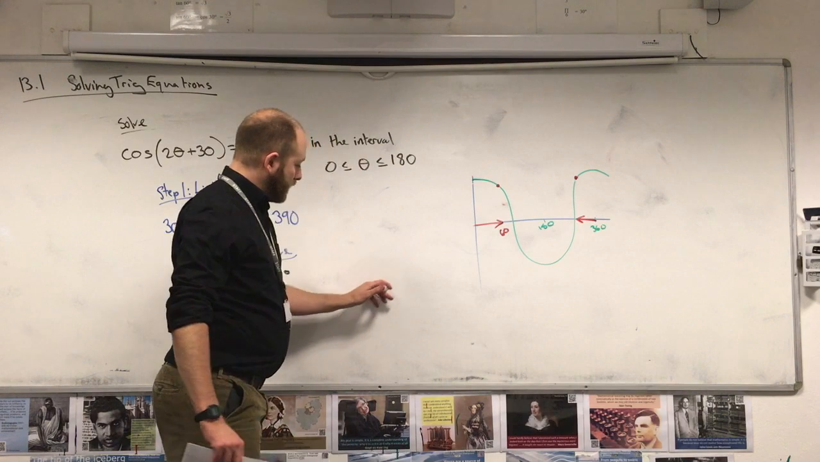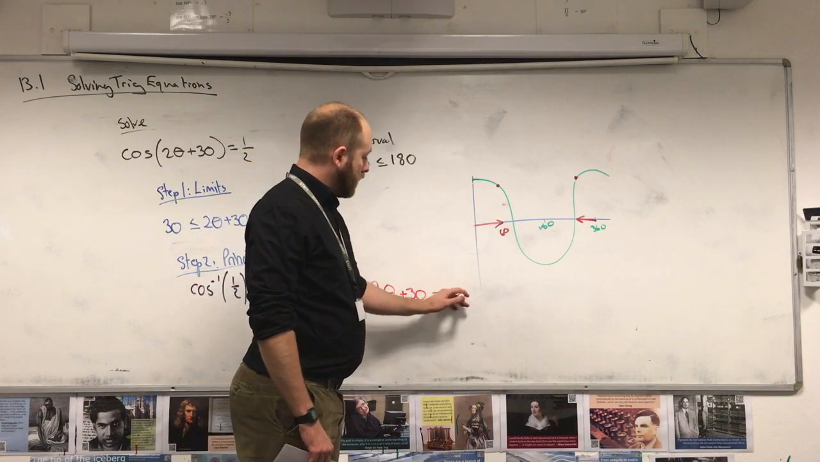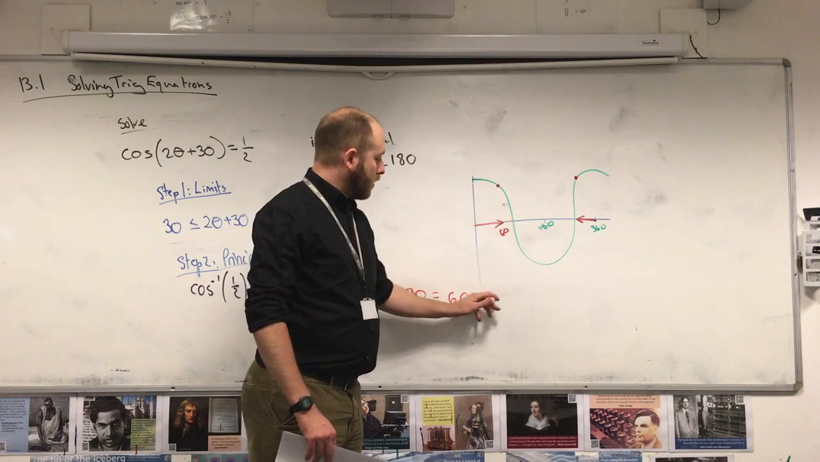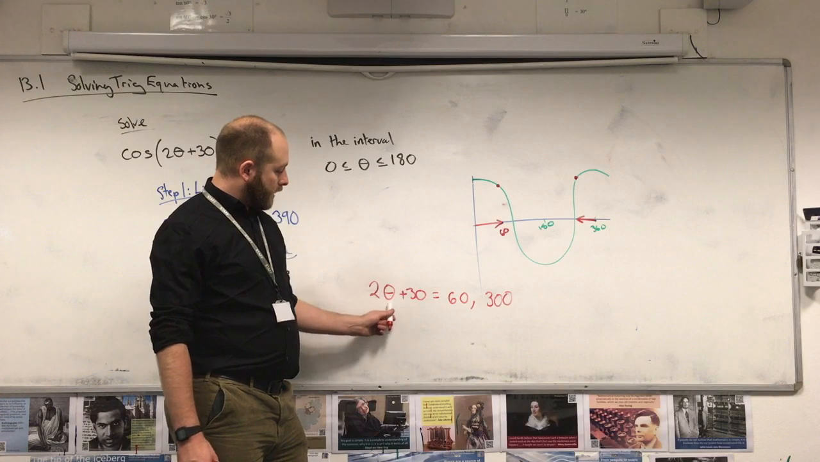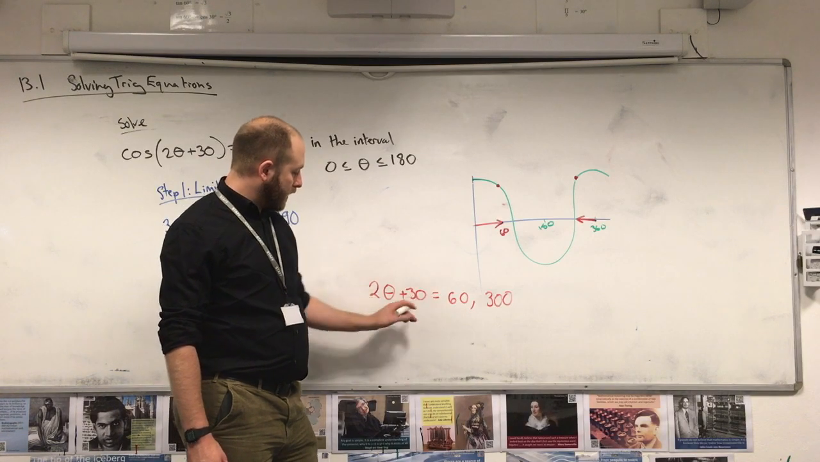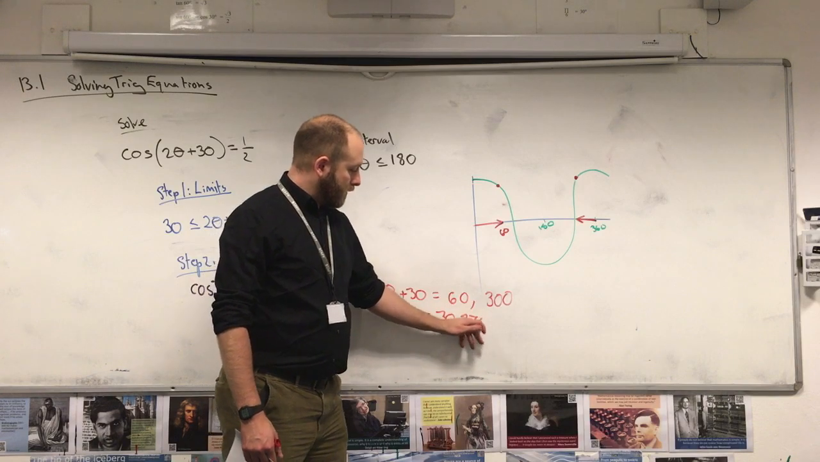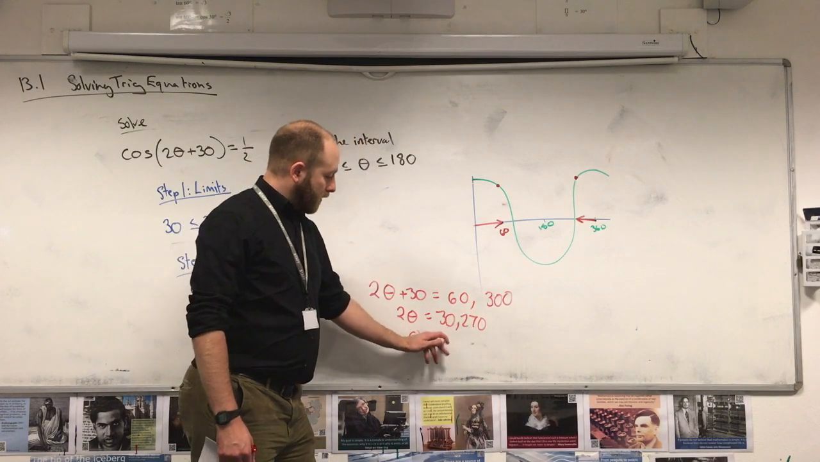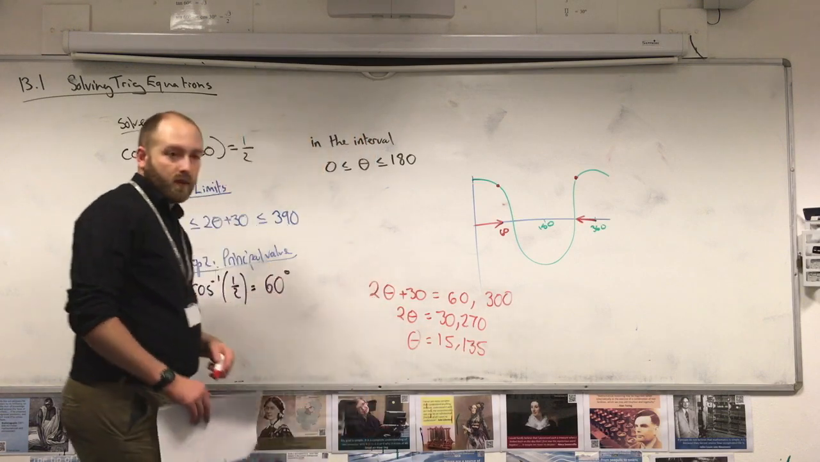So we can say 2 theta plus 30 equals 60, and it also equals 300. So to undo this, trying to get theta on its own, we take 30 first. So 2 theta is 30 and 270. So theta is going to be 15 and 135, what we divided by 2.